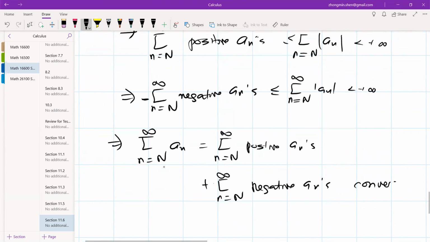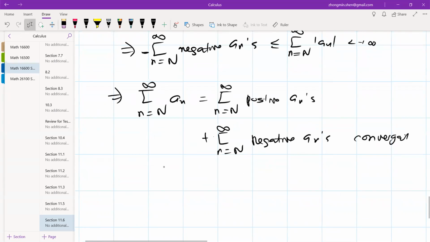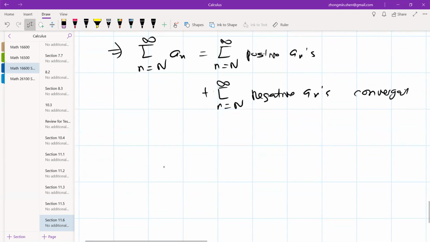I cannot say it's an upper bound, because otherwise this part is negative, the second term is negative, and the first term is positive. So it's a very useful theorem, and sometimes when the numerator is very bad, you use this theorem. It's very useful.